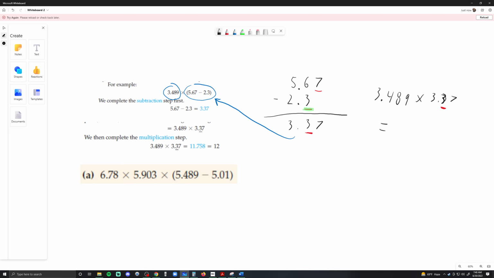So when we multiply, we count the sig figs, and we see that this number has 4 sig figs. And this one has 2. It's the 3 and the 3. So when we round our answer, we're going to have to round it so that it has 2 sig figs. And so I'm going to bring out my calculator now.